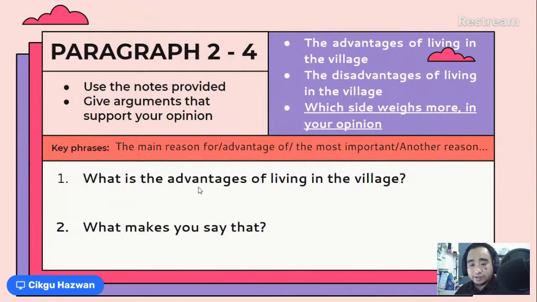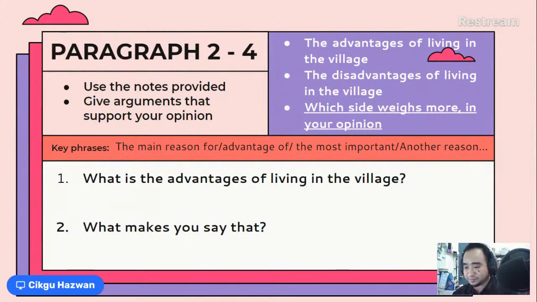Okay. After we have done with the introductory paragraph, let's focus on the notes. Kita ada notes, the 3 notes just now. The advantages of living in the village, disadvantages of living in the village, which side weighs more in your opinion? But for the purpose of this activity today, we are just going to look at what are the advantages of living in the village and what makes you say that. You can try this. Let's try.